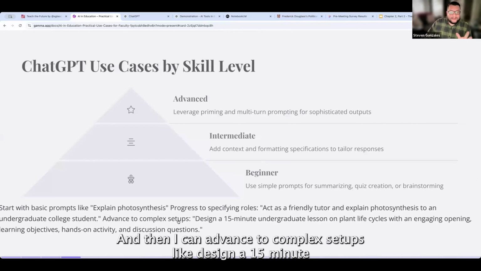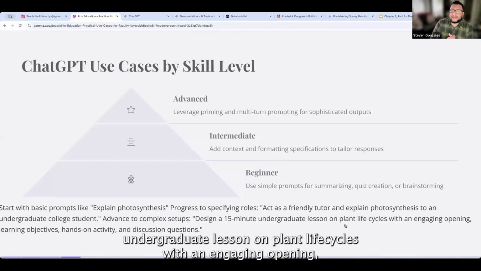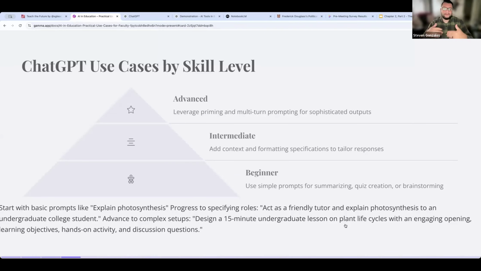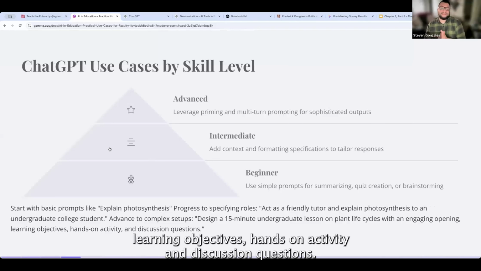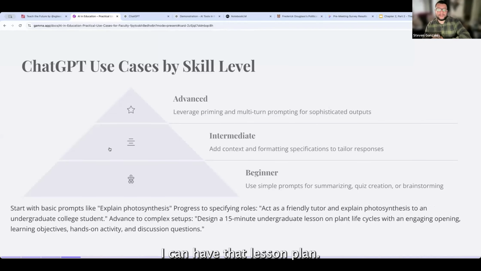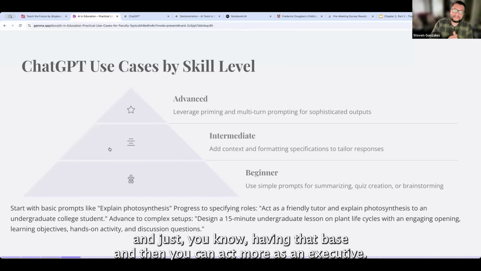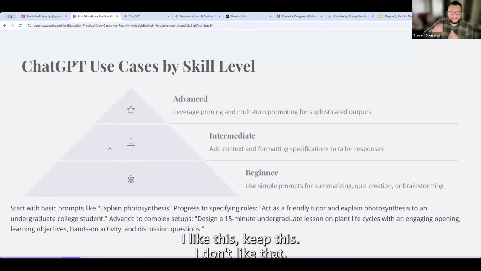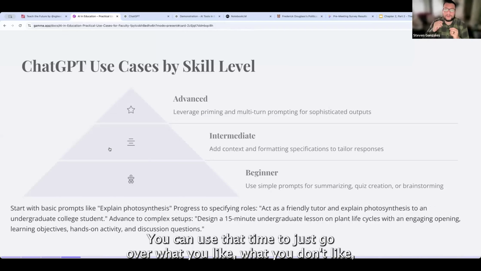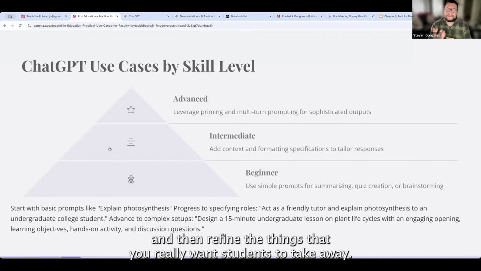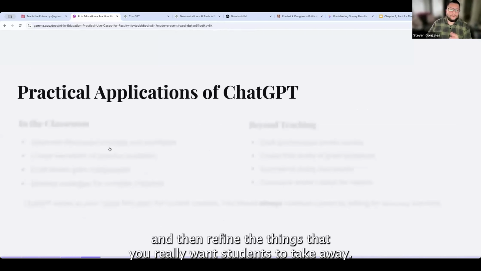And then I can advance to complex setups like design a 15-minute undergraduate lesson on plant life cycles with an engaging opening, learning objectives, hands-on activity, and discussion questions. I can have that lesson plan, and still, it's not going to be perfect because you know what's best for your own class. Just having that base, you can then act more as an executive. I like this, keep this. I don't like that, take it out. You can use that time to just go over what you like, what you don't like, and refine the things that you really want students to take away.